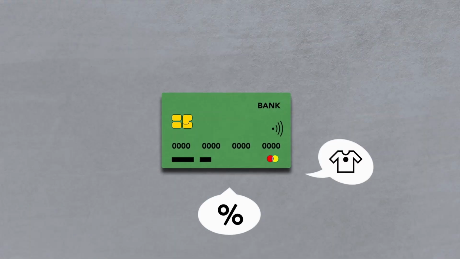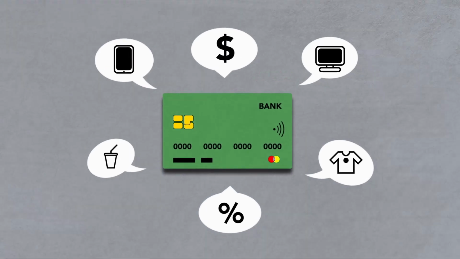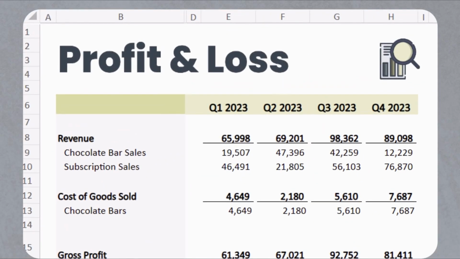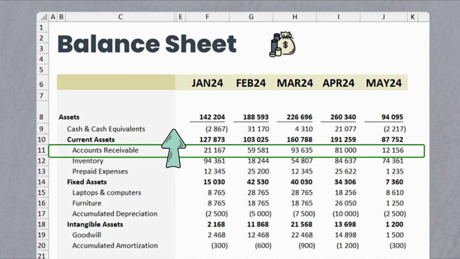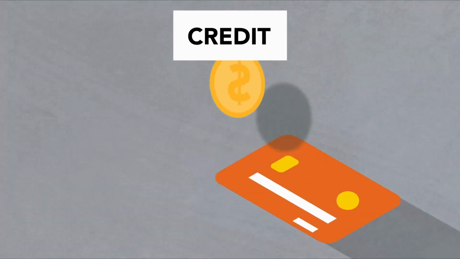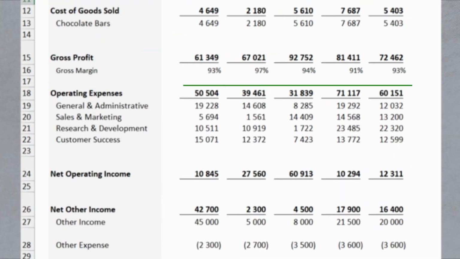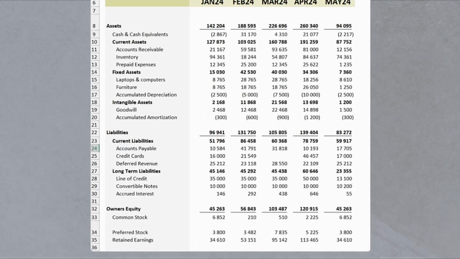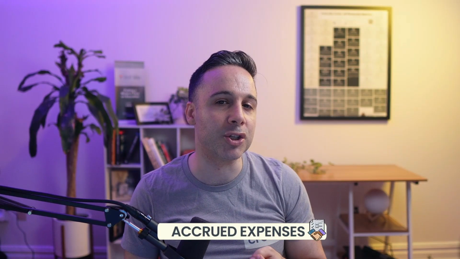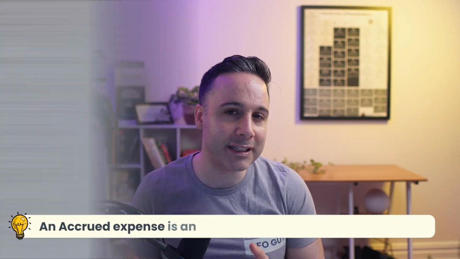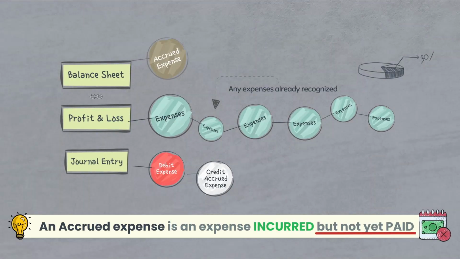Now you can also sell your goods or services on credit. So your revenue on your income statement will go up while your accounts receivable on your balance sheet will also go up. And the opposite is true. You may purchase things on credit. So your expenses from your income statement will go up and your accounts payable balance from your balance sheet will also go up.